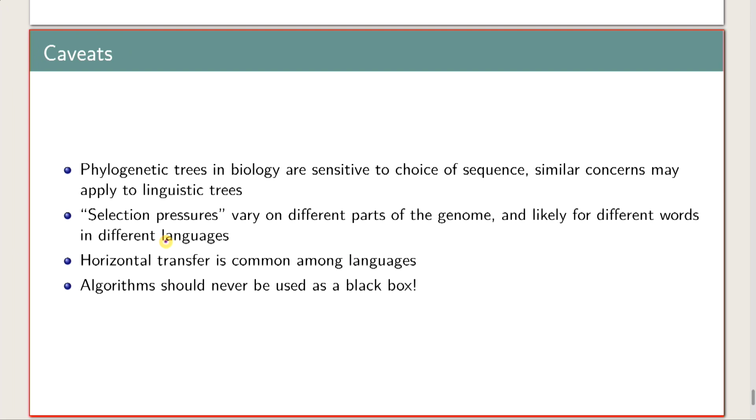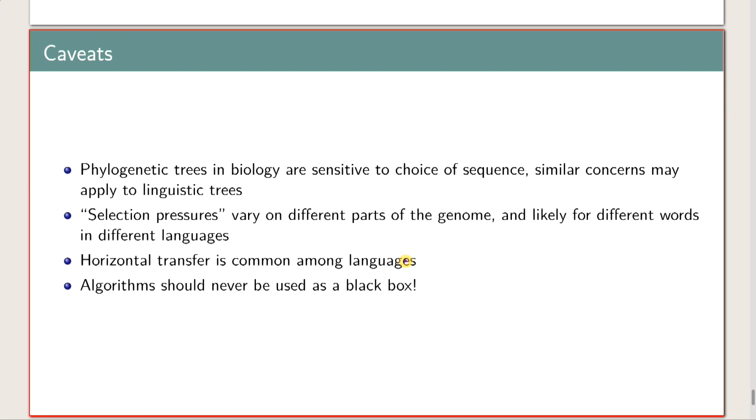In biology, we know that different parts of the genome evolve at different rates because of selection pressures. Some genes are highly conserved from yeast to humans, and other genes just vary a lot. Likely it's true for different words in different languages too. There may also be some cultural context: in some cultures, certain words may be more important and more fixed, while in other cultures it may be a different set of words. And as I said, horizontal transfer is common.